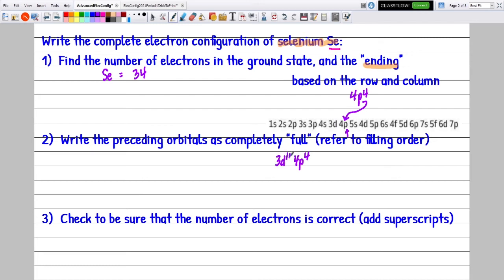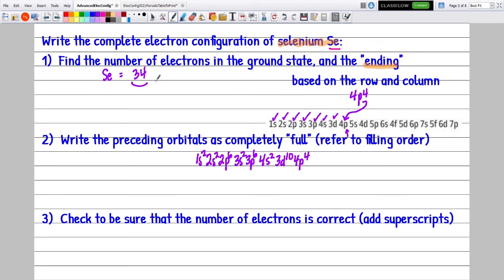3d will be filled at 10. 4s will be filled at 2. 3p will be filled at 6. 3s will be filled at 2. 2p will be filled at 6. 2s will be filled at 2. And 1s will be filled at 2. So this is the likely configuration of selenium.